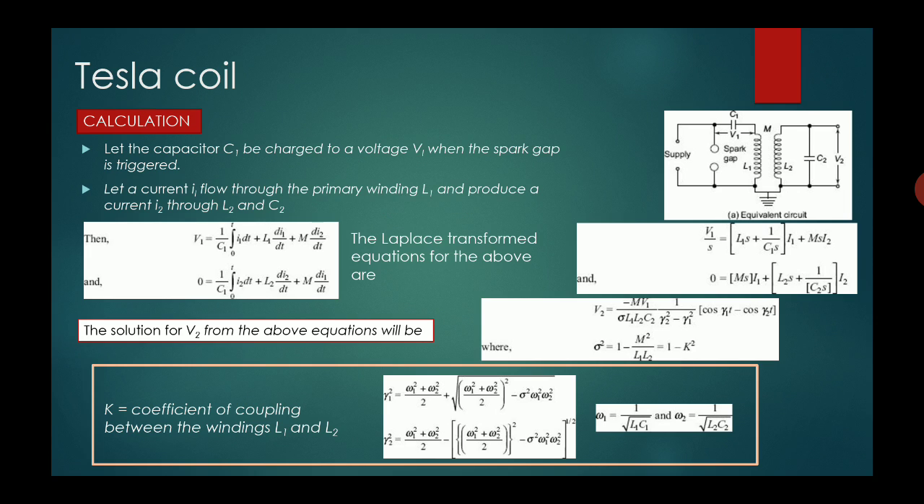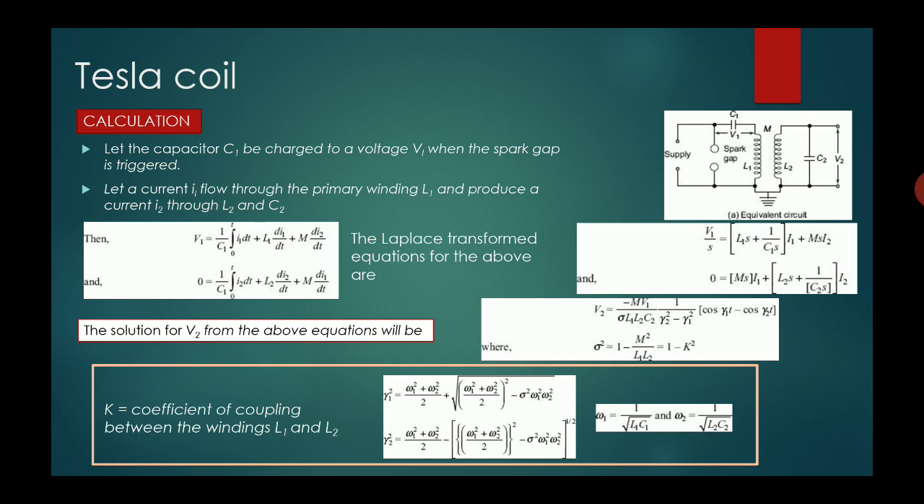As I've told you about the calculation, let us consider the capacitor C1 be charged to a voltage V1 and the spark gap is triggered. So C1 is charged and the spark gap is triggered. That means there is a shorting in the spark gap. What happens is that the current I1 flows through the primary winding L1 and produces the current I2 through L2 and C2.